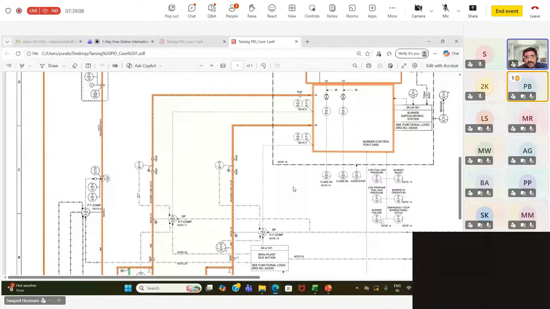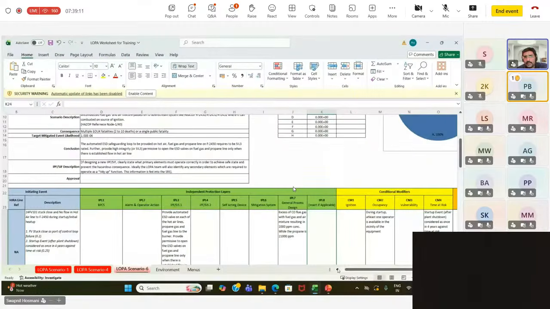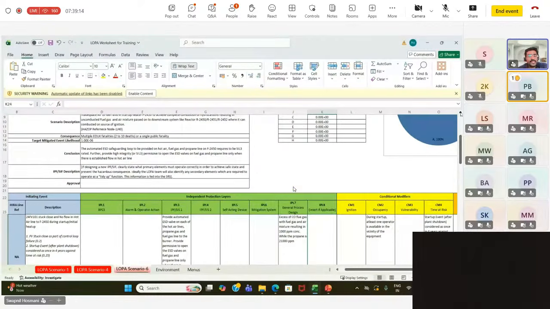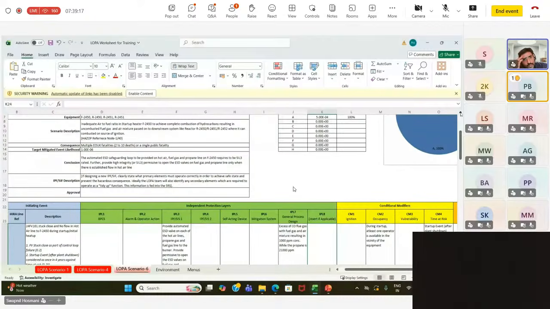Let's look at the description. So what does the description say? If this valve is stuck closed, there will be inadequate air to fuel ratio in the startup heater to achieve complete combustion of hydrocarbons, resulting in uncombusted fuel gas and air mixture passed on to downstream, where it can combust. So basically what they are saying is, if this valve is closed, the air to fuel ratio will be small because there is no air at all, and whatever is there is basically only fuel gas. So that means the combustion mixture is predominantly comprising fuel gas instead of combustion air.